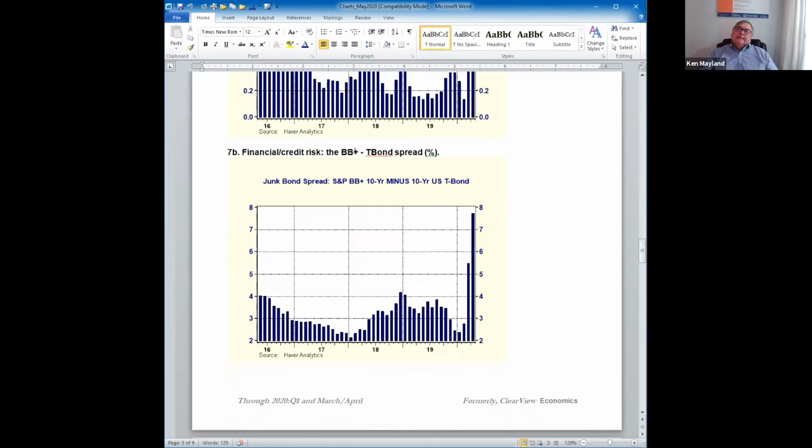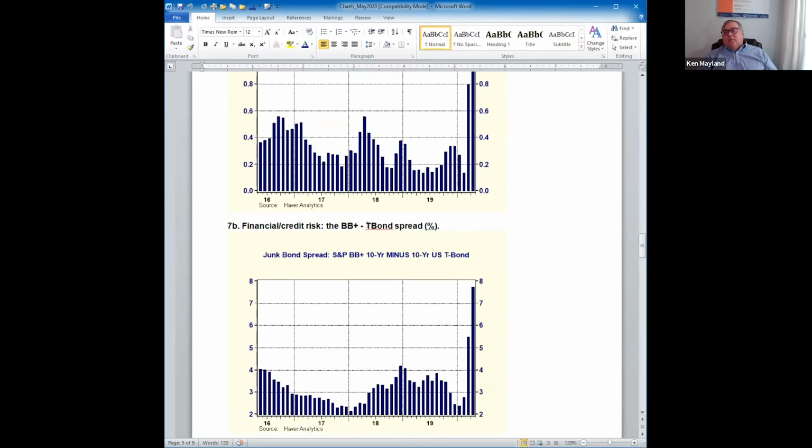Triple B is the end of investment grade. Then you go to double B plus, which is the highest grade junk bond, versus a 10-year Treasury bond. And again, that's presumably credit risk free. There's no credit risk. So this gives you a measure of credit risk in the bond market.